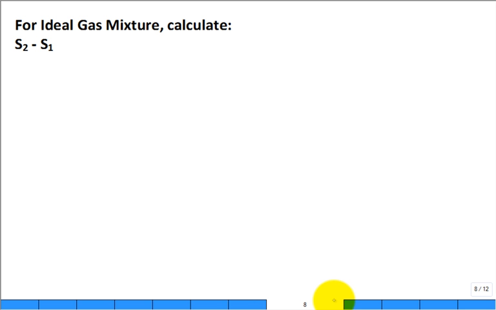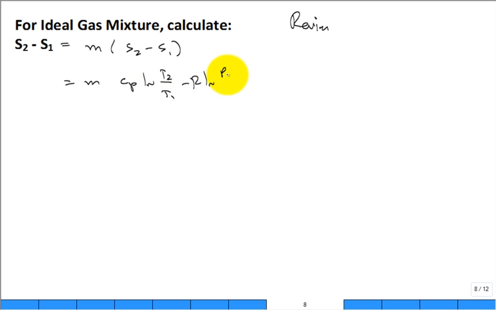Okay, life was easy. Now we have to deal with the change in entropy of an ideal gas mixture. First of all, review how do I calculate the change of entropy just of an ideal gas? Forget about mixing the ideal gases. What was our basic equation? So basically, let me review right here. This would be the mass times lowercase s2 minus lowercase s1, which would be mass times C sub p natural log of final temperature over initial temperature minus R natural log of P2 over P1.